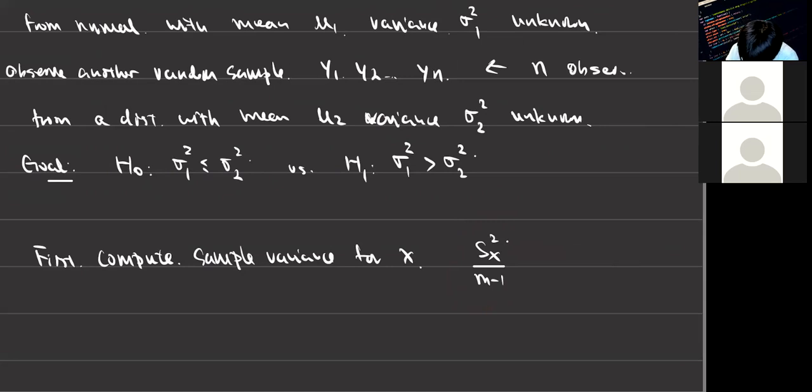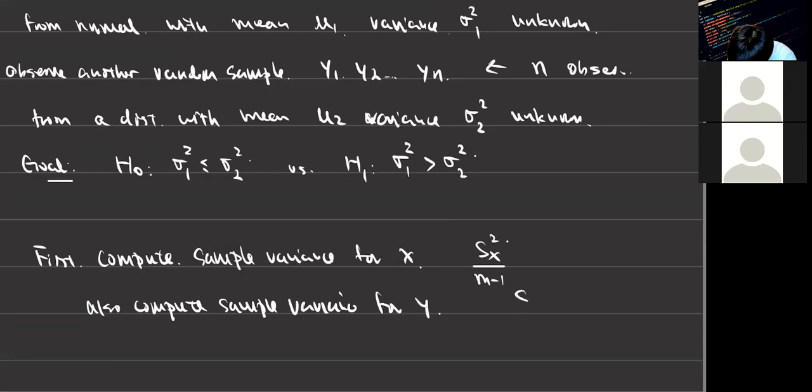And same with the other random sample. So also compute the sample variance for y. And that's going to be equivalent to x. It's going to be something like this, with n minus 1. All right. So now you have the sample variance for the two sequences of random samples, random data.